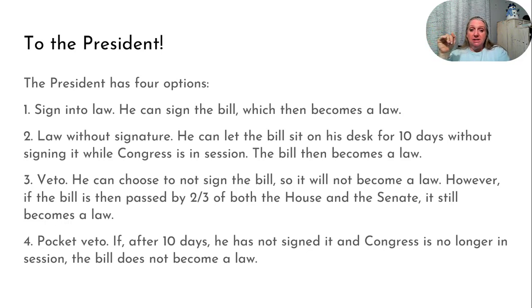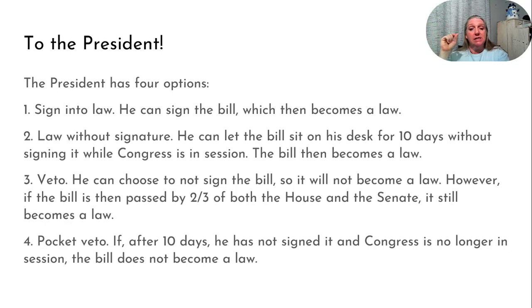The third thing the president can do is a veto. He can choose not to sign the bill, so it will not become a law. So he can veto it. If he vetoes it, it goes back to Congress and goes back to the House of Representatives first, and they vote to see if they can overturn it with 2/3 of a vote. And both houses have to do it. So it goes through the House, it goes to the Senate. If both houses get 2/3 of their members to say, yes, we want it to be a law, they override that president's veto. And then the fourth thing is a pocket veto.